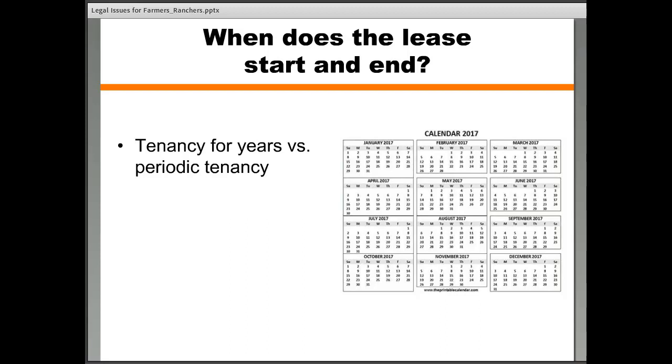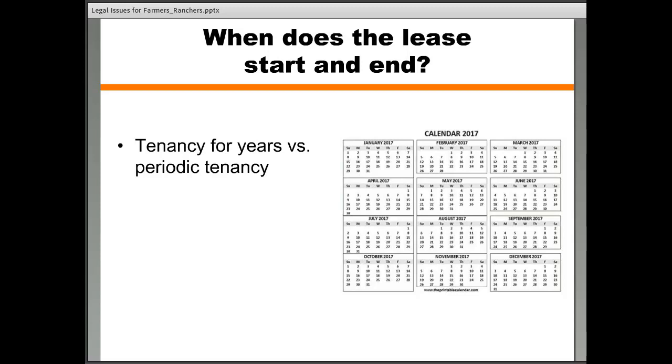Here's the difference. A tenancy for years, aka a tenancy for term, has a defined start point and a defined end point. For example, this lease shall run from July 1st, 2018 to June 30th, 2019. That would be a tenancy for years. It has a defined start and end point. A periodic tenancy might read, this lease shall commence on July 1st, 2018 and shall run from year to year thereafter. Now, when we do that, we've created what we call a periodic tenancy.